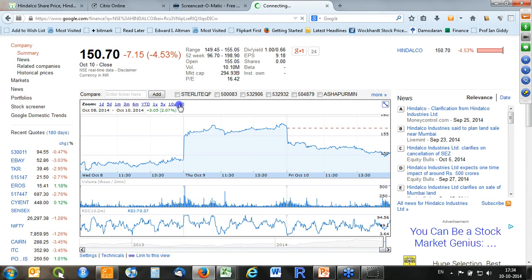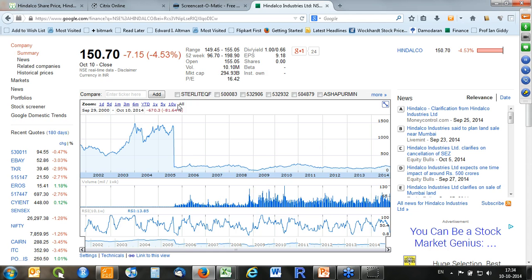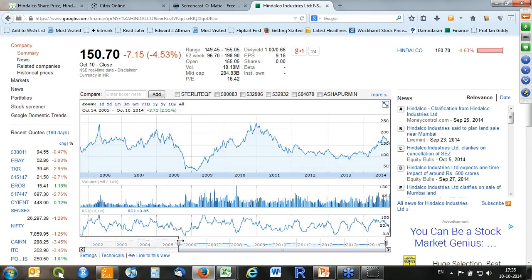And I would like you to focus on a single chart. This is a single chart since 2005. Let's take the split part away. So since 2005, shareholders of Hindalco have not got a single penny as return. So I would like you to keep this chart in mind before investing.